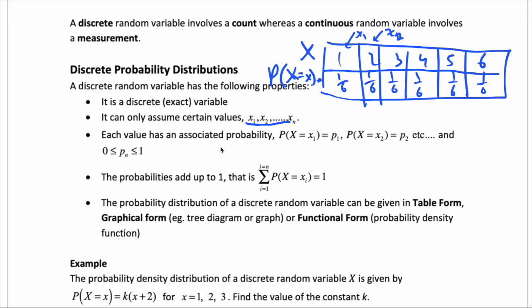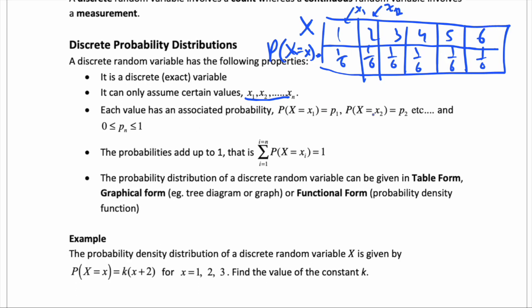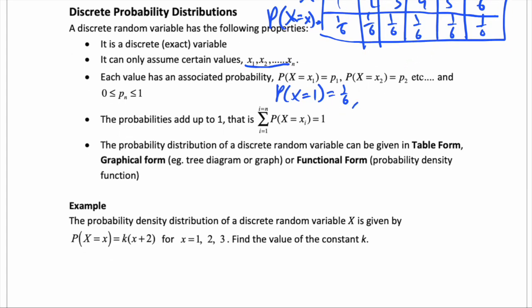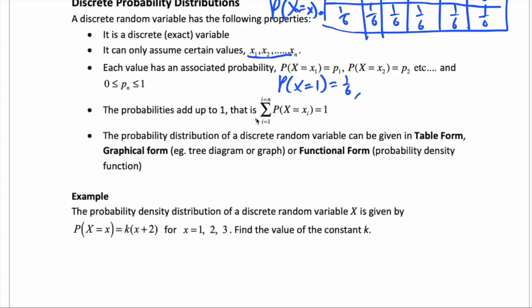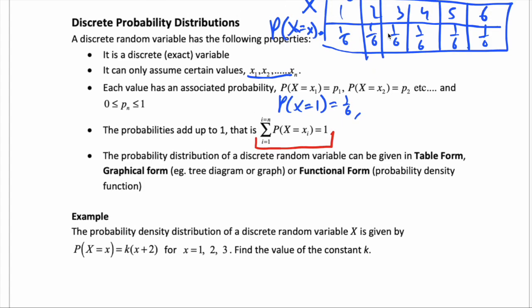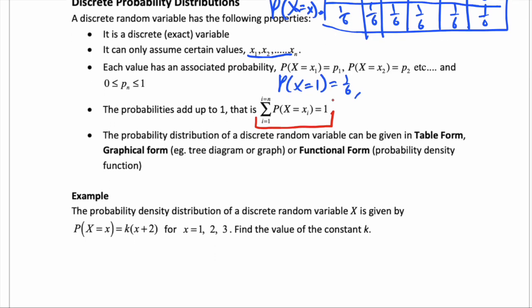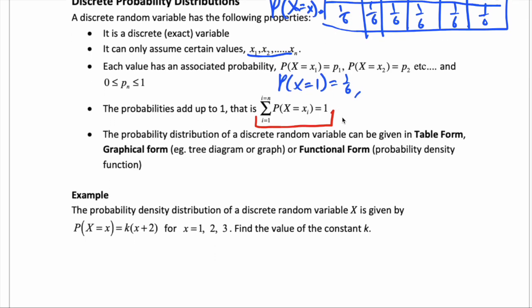Each value has an associated probability. So this is the notation. The probability that x equals 1 in our case is 1/6, and so forth. They're all equal to 1/6 in dice rolls. This is kind of common sense, but all the probabilities have to add up to 1, because we listed every single possibility for the dice, and in any probability distribution, they all add up to 1, or 100%.